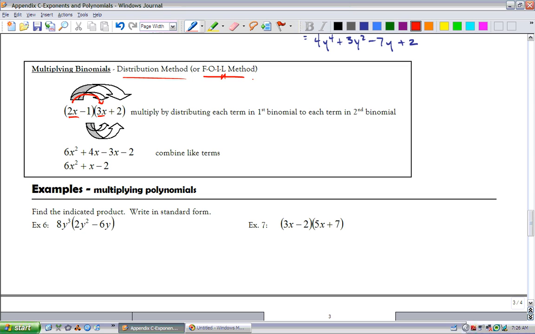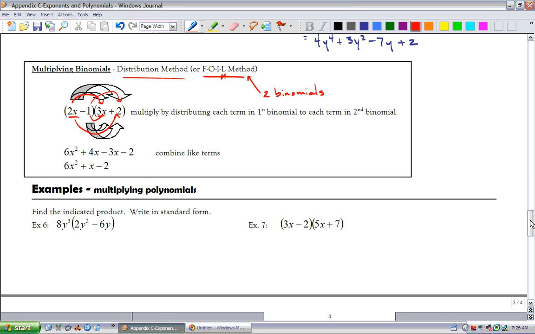By the way, the FOIL method only works when you're multiplying two binomials. That's why I'm not a huge fan of it, because it breaks down if you have any other type, but it's a good introduction. So first, then you multiply the outsides together, then the insides, and then the last. We'll talk about this as we go here.